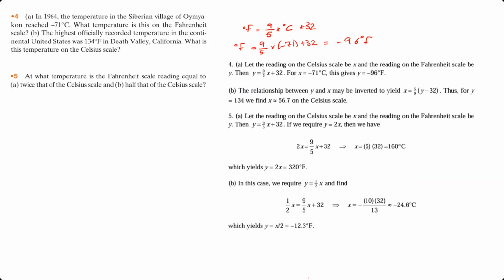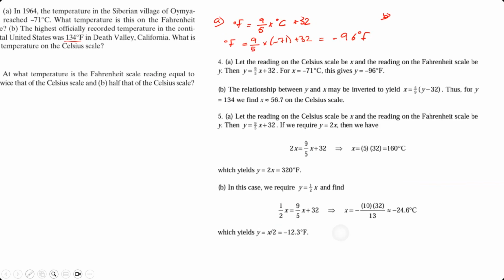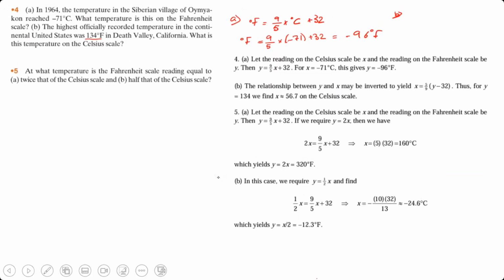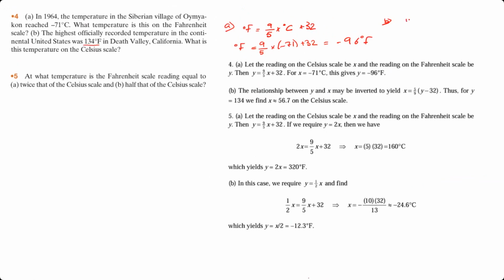Okay, now we have the other way around in part B. We're given the temperature in degrees Fahrenheit and we want it in degrees Celsius. Rather than having to worry about two conversion formulas between Fahrenheit and degrees Celsius, I'll just substitute the Fahrenheit value on the left side of my equation. So I'll write 134 equals 9/5 degrees Celsius plus 32.